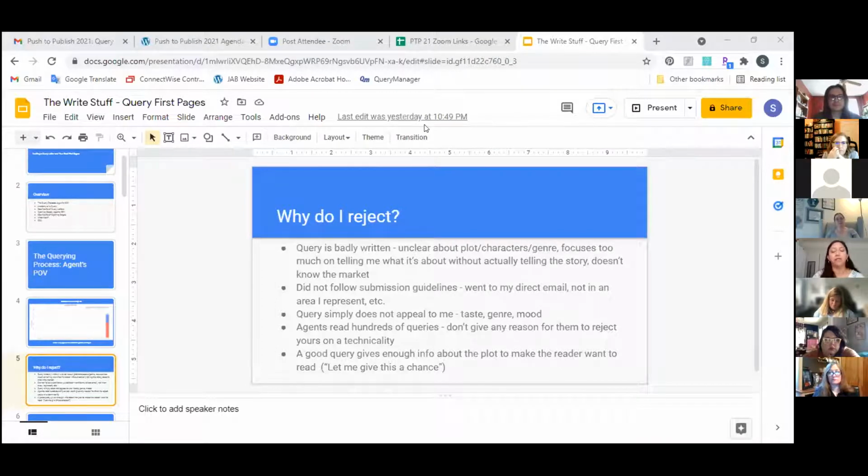For example, I don't do middle grade, I don't do graphic novels, I don't do memoirs, and still people come to me with those types of projects. And in connection to that, I see this a lot with young adult and middle grade authors. Sometimes people get confused about the markets.